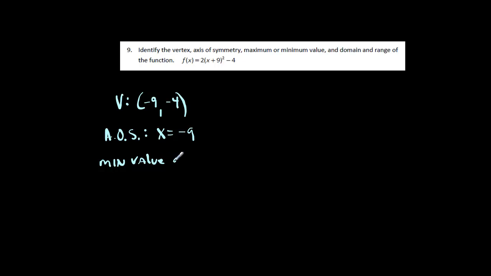Alright, number 9. The vertex here is (-9, -4). Axis of symmetry, that great heavy metal band. X equals -9. So x equals that value. It's opening up since a is positive, so it's going to have a min value of -4. Domain is the set of all real numbers, and the range is the set of y's such that y is greater than or equal to the minimum value.